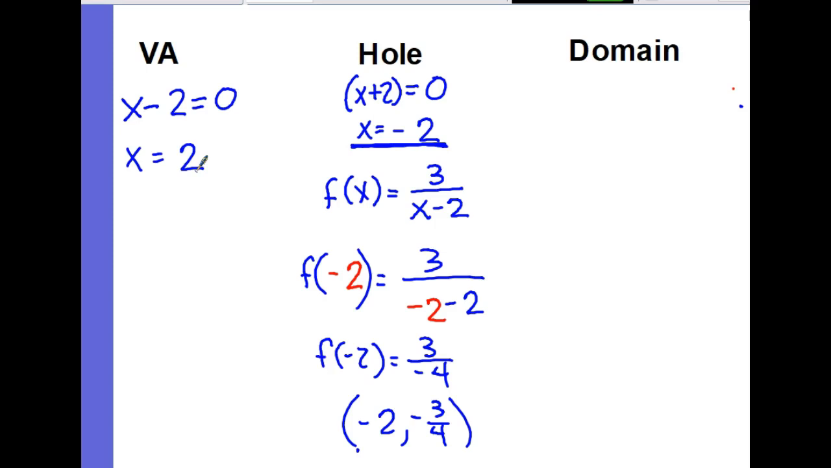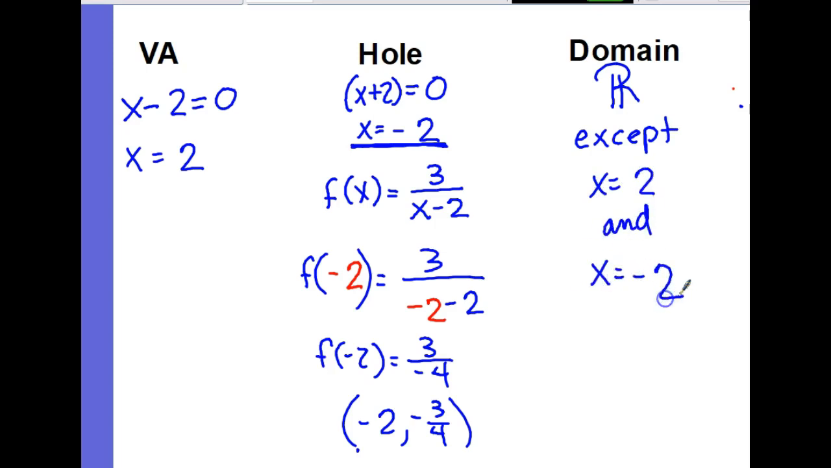Now, we, again, rearrange this paper so that the things that go together are here in the same box. So the domain is all real numbers except the asymptote and the hole.